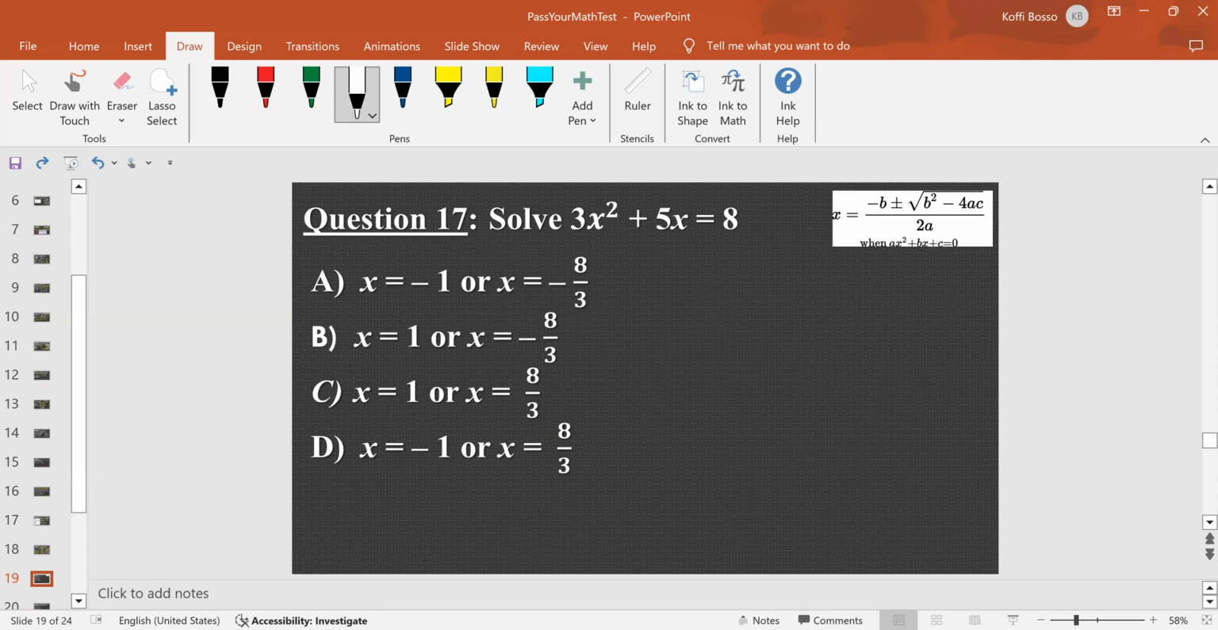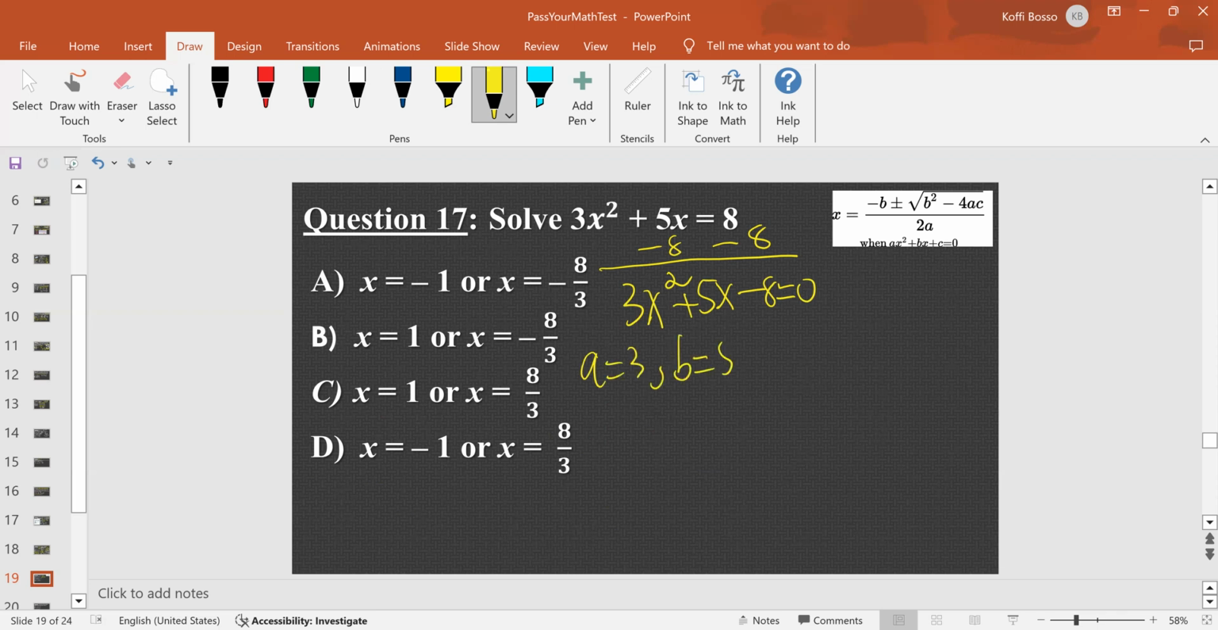Because by mistake, people will think C is 8, A is 3, B is 5. No, C is not 8. C will be negative 8. So let's figure it out. Having 3x squared plus 5x equals 8, we're going to subtract 8 on both sides. Now the equation becomes 3x squared plus 5x minus 8 is equal to 0. Therefore, A is 3, B is 5, C is negative 8. Very important.